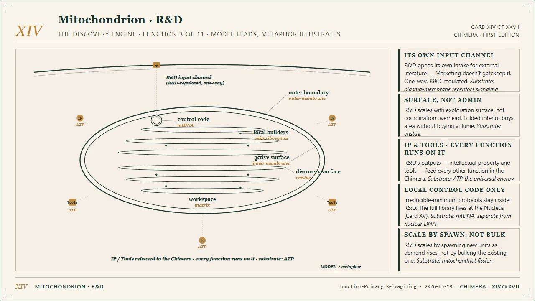5. Scale by spawn, not bulk. When demand rises, R&D spawns new units. It does not become a bigger single R&D. Substrate, mitochondrial fission. Architecture, capacity by replication, not by inflation. The label register on this card is the discipline working out loud. Function leads. Biology illustrates. The architecture wins where they diverge.